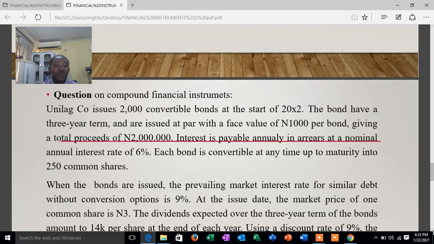So that means if you have year one, starting in January, then by 31st December, the interest will be paid, and on like that, and it's going to be for 3 years, and the rate of interest is 6%. So you need this 2 million, then you need this 6%. Take note of that. Don't bother yourself with the bond being convertible at any time. That's just the keyword there, but we don't need these 250 common shares.